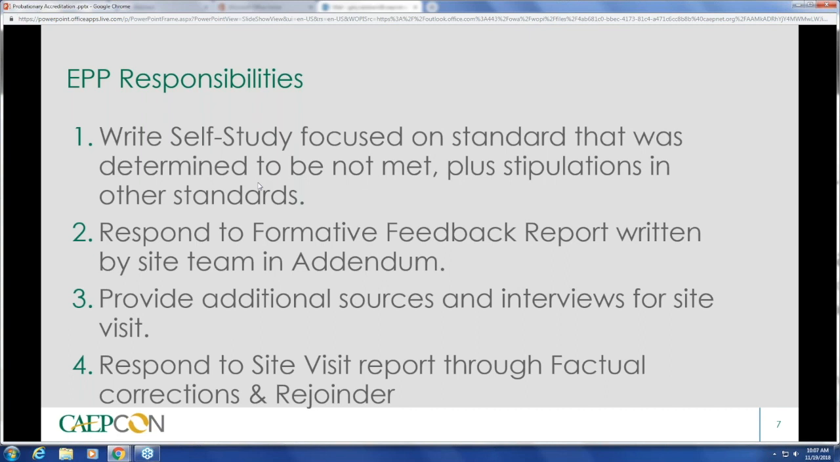They also need to respond to the Formative Feedback Report, which is written by the site team in their addendum. They also need to provide additional sources and interviews for the site visit, and they need to respond to the site visit report through factual corrections and a rejoinder. So as you can see on this slide, the process is exactly the same. The only thing that's different is the self-study only focuses on the standard or the stipulations that were noted.